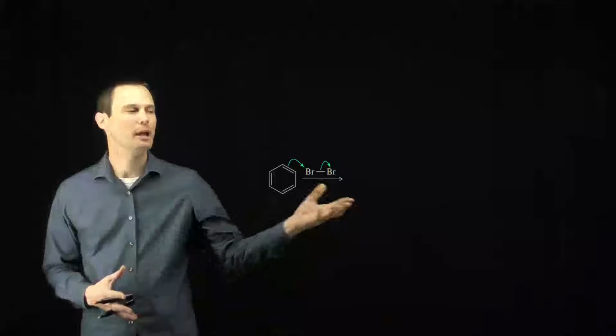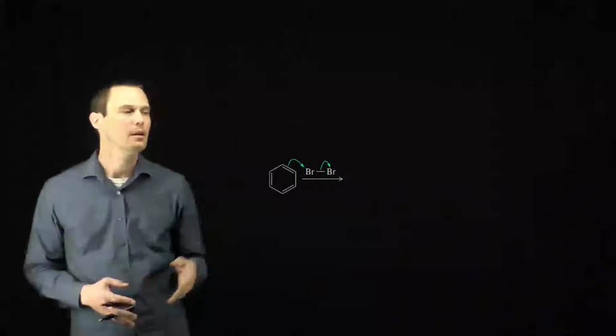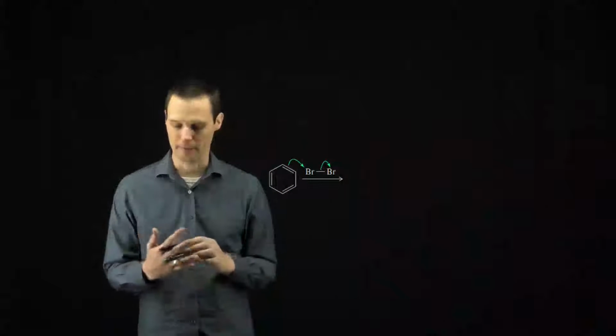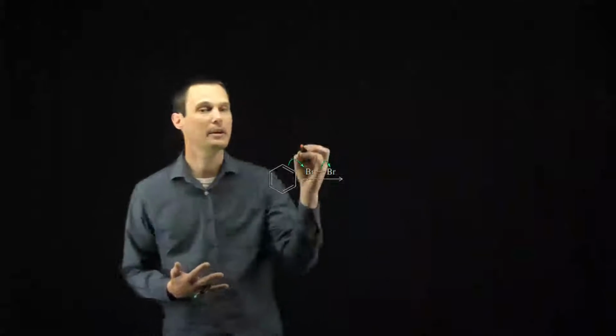The question asks us to identify the curved arrows by their arrow type and predict the product for this reaction. The first arrow that I see here is a nucleophilic attack of a pi bond attacking the bromine atom. Because it's a nucleophilic attack of a pi bond, that makes this a type 3 arrow.